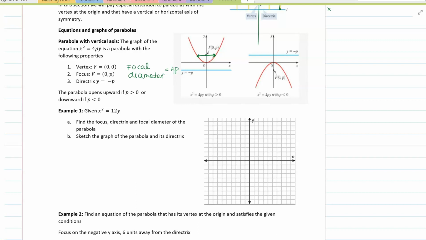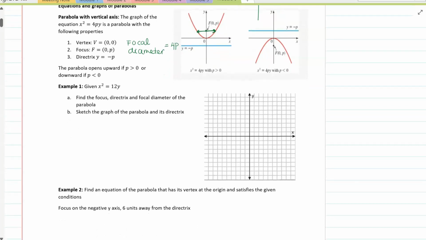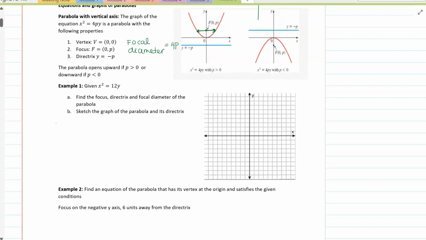The parabola opens upward if p is greater than 0, downward if p is less than 0. So given x squared equals 12y, we want to find the focus, directrix, and focal diameter of the parabola. We will rewrite the equation in terms of 4py. So 12 equals 4 times 3, which tells us p is equal to 3.